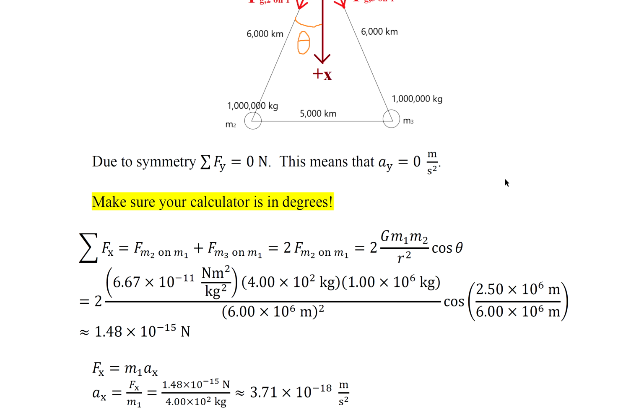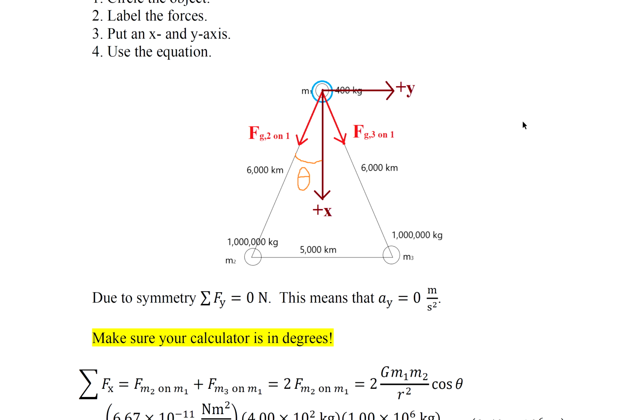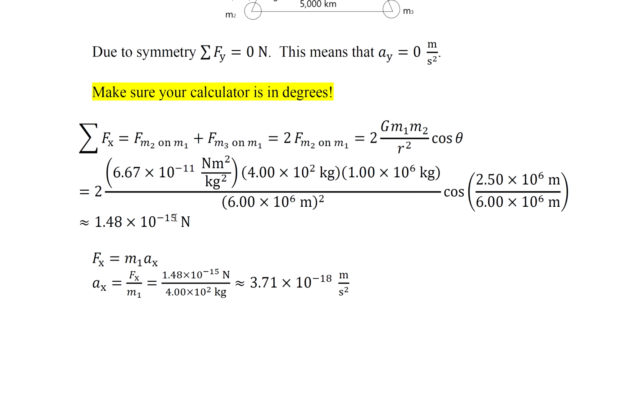So we're going to use trigonometry to find this relationship, cosine of 2.5 divided by 6. You can see that, right? Because this is a right triangle, this becomes 2,500 kilometers. This becomes 6,000 kilometers. So this is sigma f. We know sigma f equals ma. We know what m is. So now we could solve for a.